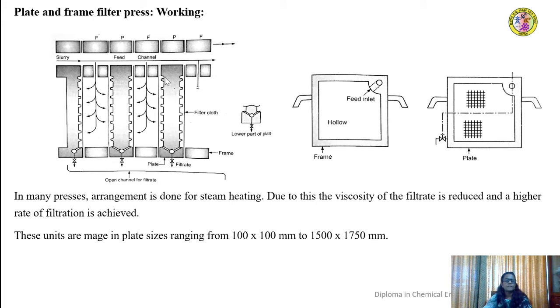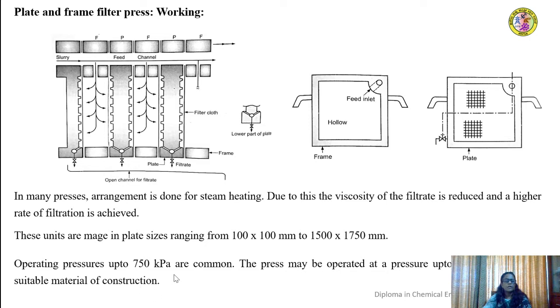Plate sizes that are usually used will be around 100 by 100 millimeter to 1500 to 1750 millimeter. This is the size range of the plates in industrial plate and frame filter presses. The operating pressure will be up to 750 kilopascals. If the press needs to be operated at an even higher pressure, of about 7 megapascals, then you need to have a suitable construction. That is, material should be properly selected and strong construction is made to operate at a very high pressure.